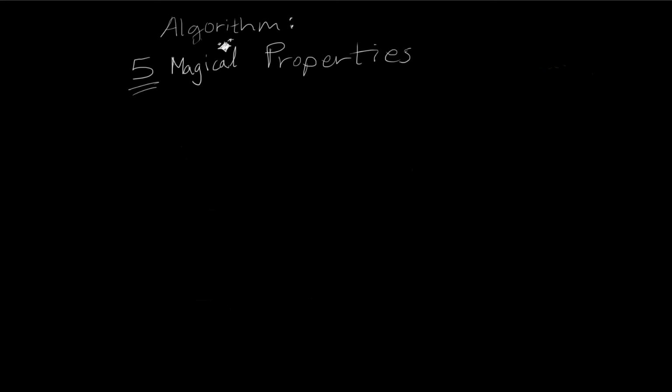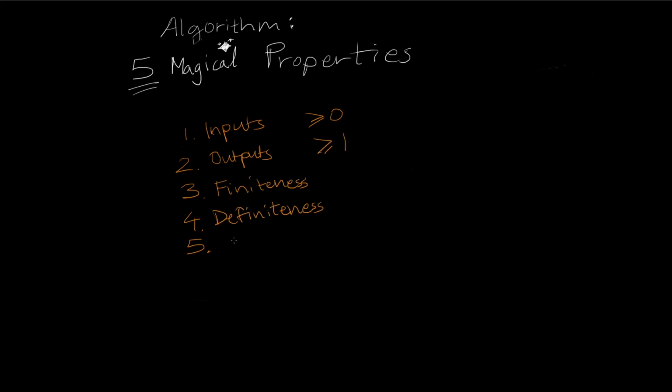To summarize, there are 5 key elements every algorithm should have: 0 or more inputs, 1 or more outputs, finiteness, definiteness, and effectiveness. Hope that helped.